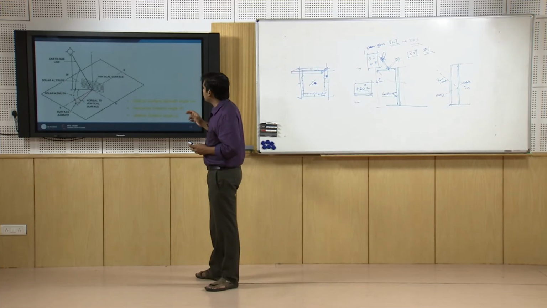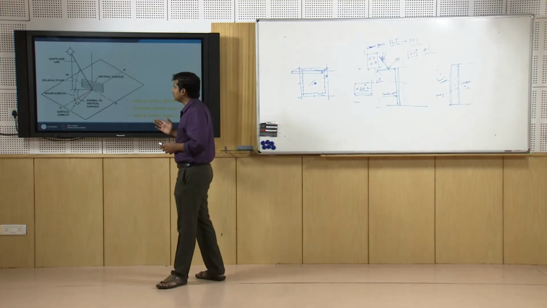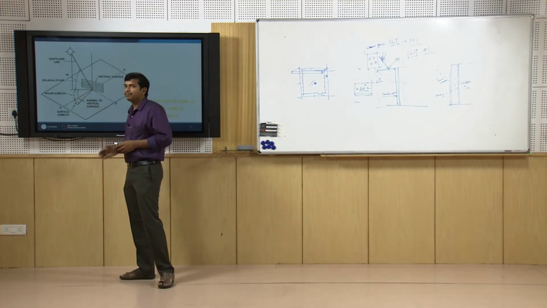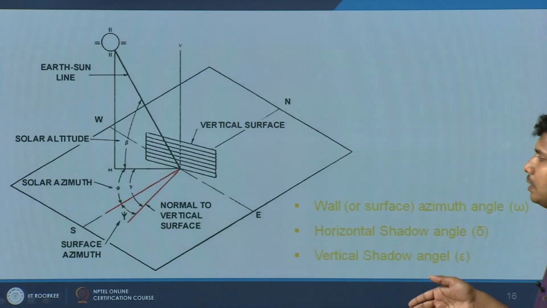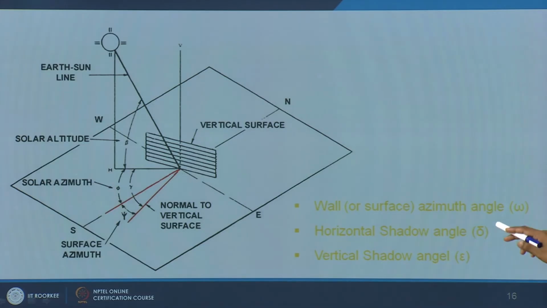One is the wall or surface azimuth angle, that is, to which particular orientation the wall is tilted, which can be referred from north or from south. Then you have something called the horizontal shadow angle and something called the vertical shadow angle. We will look at these two in more detail.